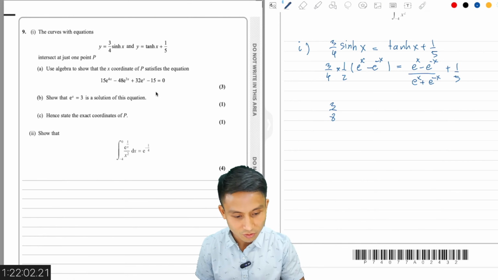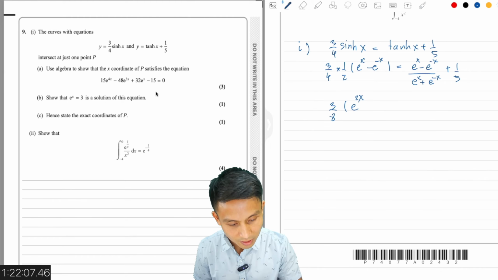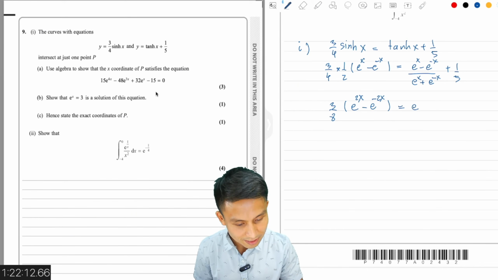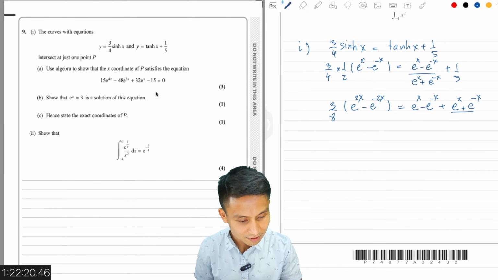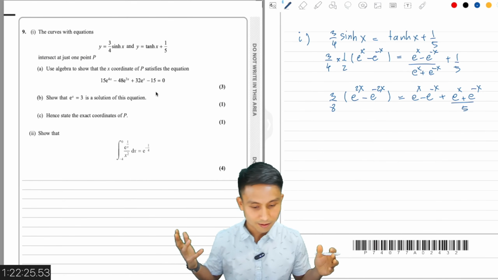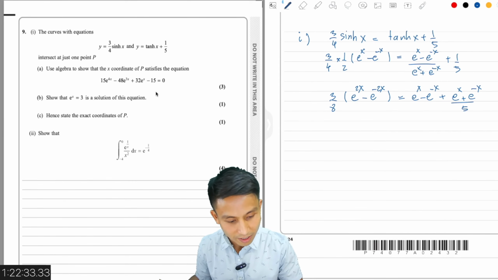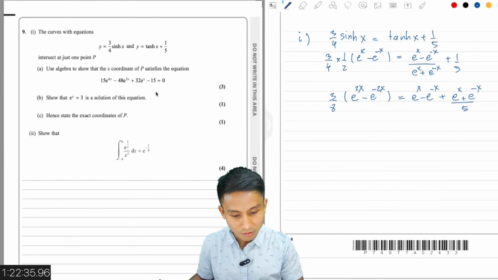Multiply this out, wait, hang on, I should multiply that as well. Okay, so this is e^(2x) minus e^(-2x), just a difference of squares there. And this is e^x minus e^(-x) plus, because I also multiply that, (e^x plus e^(-x)) divided by 5. Okay, I'm a bit troubled here. Hang on, let me just... Oh, yeah. So if I multiply across by... Okay, I'm just going to do a common denominator, 8 and 5, so we have 40.